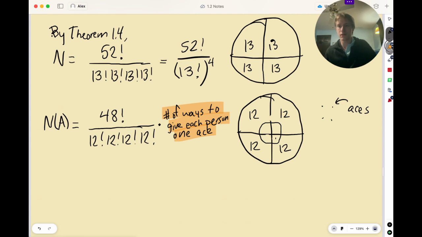To find this, that's not going to be so bad. All we need to do is, we have four people and we have four aces. This is the first person, the second person, third person, and the fourth person. The first person has four options for the aces, right? So they get four. But then there's one less ace, so the second person is going to have three different options. The third person is going to have two options, and the fourth person is going to have one option. Well, that's just 4 factorial.